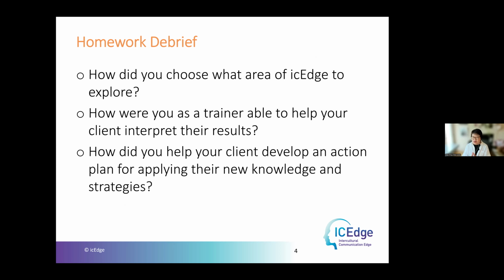Because of time constraints, I am not able to ask every one of you to share your homework. So I thought I could ask 3 people to share, each representing a different area of the 4 domains of communication context. So first, let me ask Saha, Raymond, would you share your experience in doing this homework?